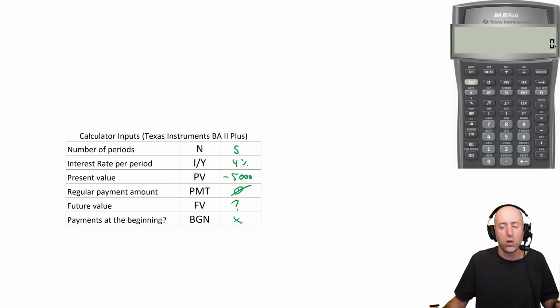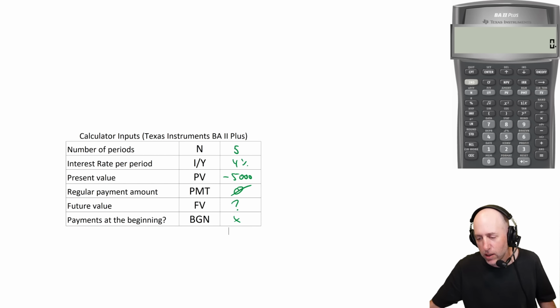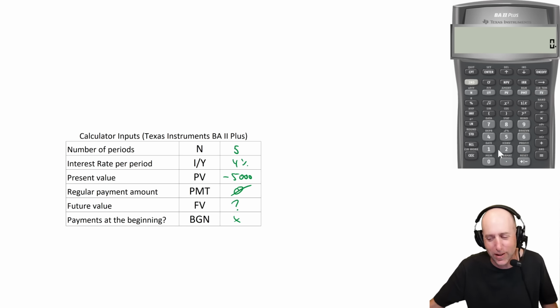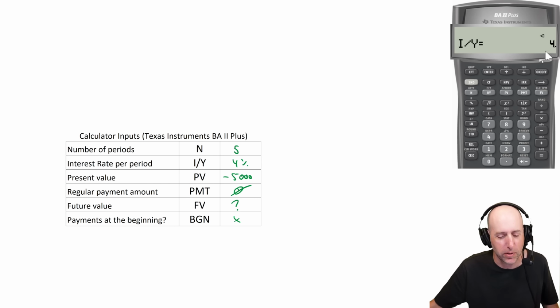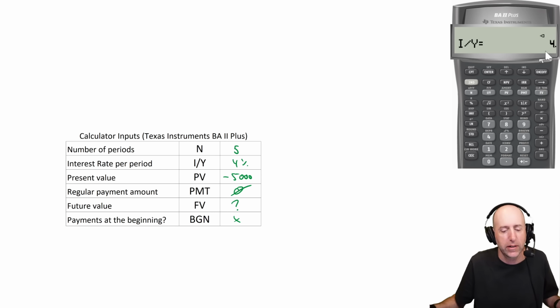Okay, so let's input all of this into our calculator. I always go second function, clear TVM, in case there was some information in there. And then I go second function, clear work, and then I hit the CE/C button 5 times just for good luck. I don't know why I do that, but I always do it just to make sure there are no numbers lurking in memory somewhere. So I hit 5 N. I hit 4 I/Y. That's kind of a weird thing here. You put 4 as in 4%, you don't put 0.04, even though in a calculation you would put 0.04.